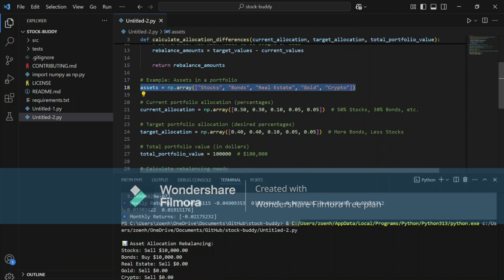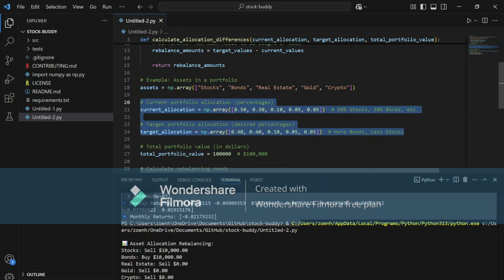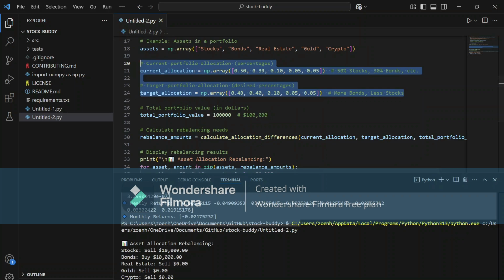Moving on to the next step, we want to define our current and target allocations. So, right here, these are matching to the stocks, bonds, real estate, gold, and crypto. And this is kind of our current portfolio allocation. And this below is our desired percentages. So the current allocation shows you how your money is currently divided, and the target allocation shows how your money should be divided.